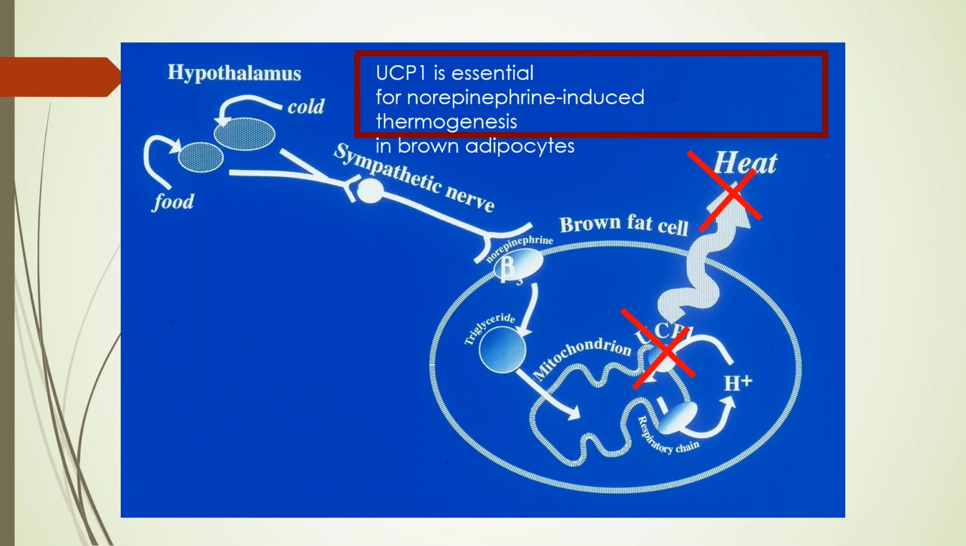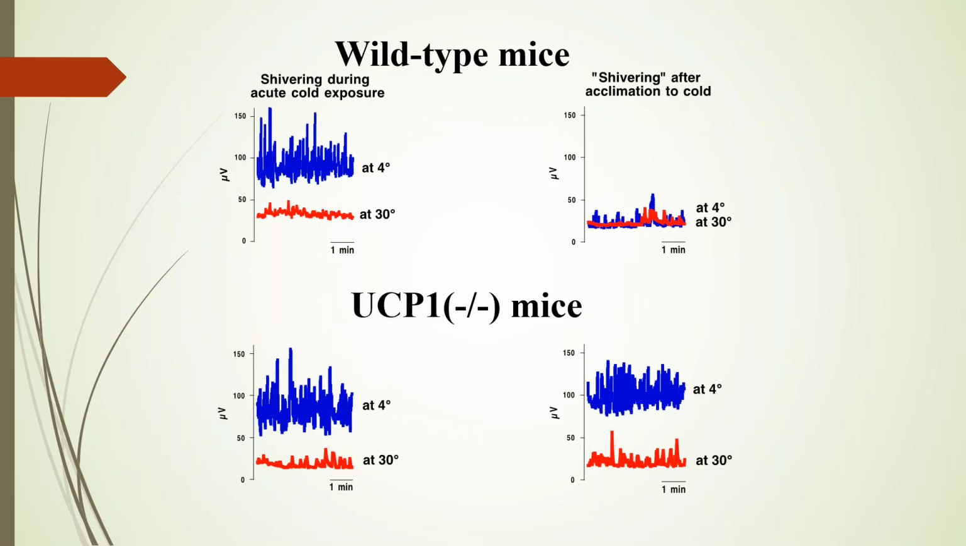Now, what happens if you remove this UCP1 protein? You can no longer dissipate heat and you can no longer cause thermogenesis, especially thermogenesis induced by cold or norepinephrine. Now this slide shows you the effect of UCP1 or brown fat on thermogenesis.